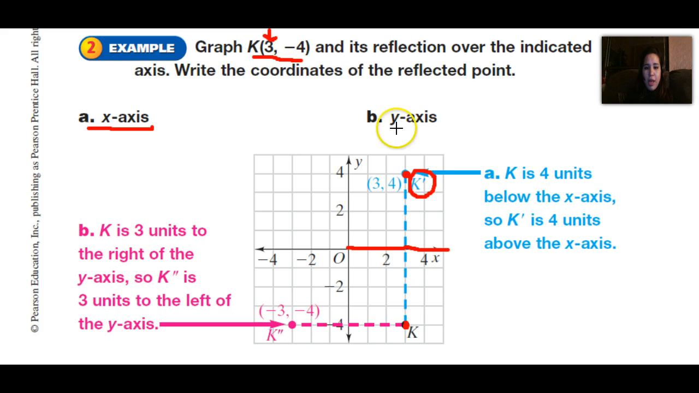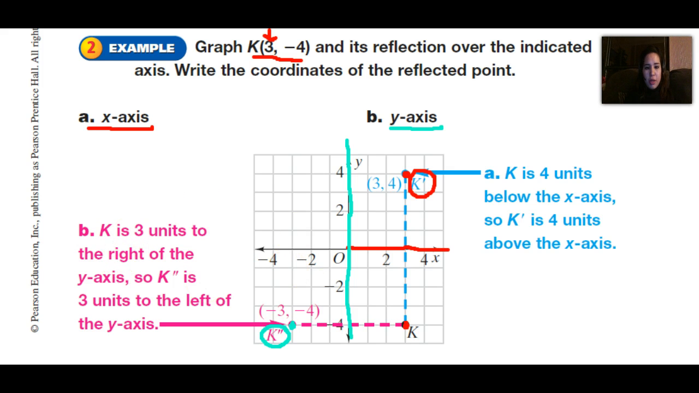Let's go ahead and try the reflection over the y-axis. Okay, well, here's my y-axis. So we want to see how far away it is. K is 1, 2, 3 away from this line. So since it's 3, I'm going to count 3, but on the opposite side of my reflection. So 1, 2, 3. Here is my new K. And again, we write it with a little apostrophe to show that it's the new one.